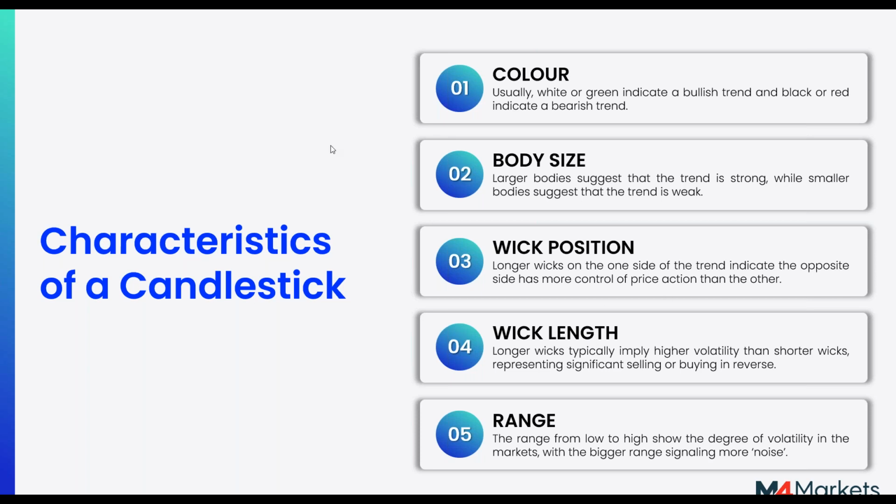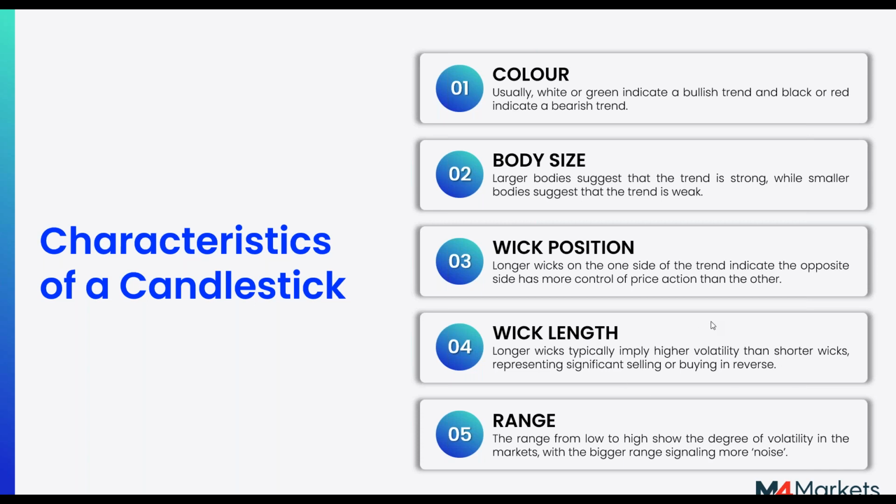Okay, so if you have two wicks, one on the top and one at the bottom, and the top wick is larger than the bottom, it means that it's more bearish than bullish. So we have to take the wicks of a candlestick and compare between them to identify which one is winning the game, if that makes sense.